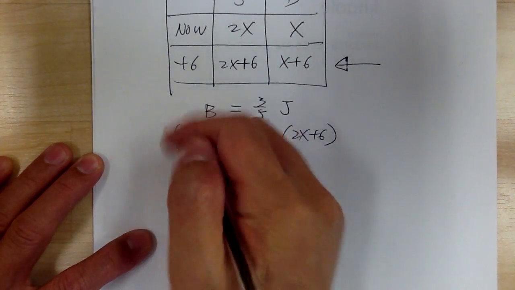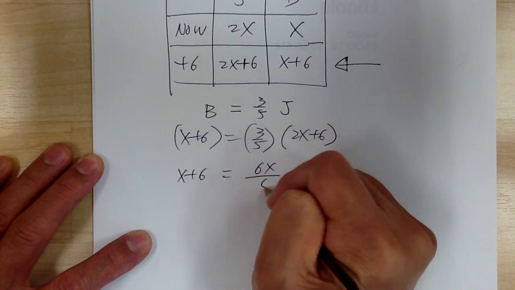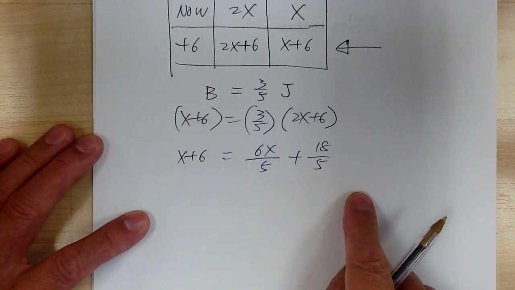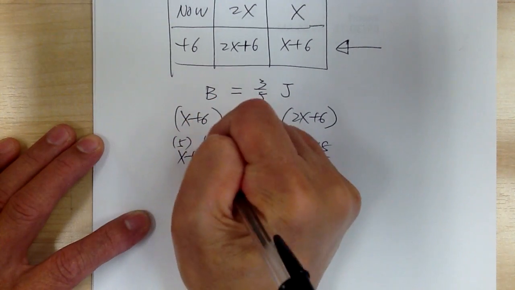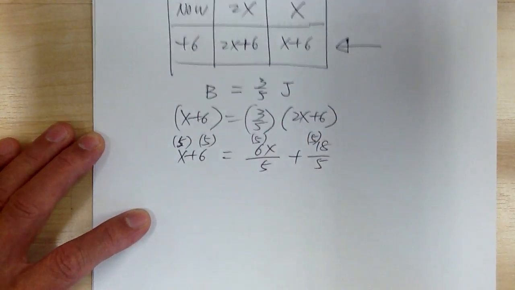Okay, so multiply out, get rid of the parentheses. So when you multiply, you get 6x over 5 plus 18 over 5. Now you have to get rid of the common denominator, so multiply every term by 5. Again, write it out, it helps you to avoid mistakes.